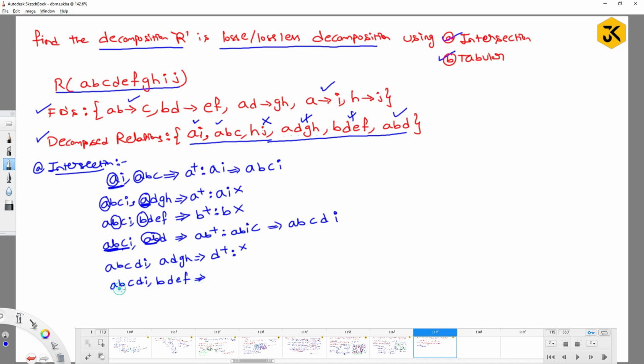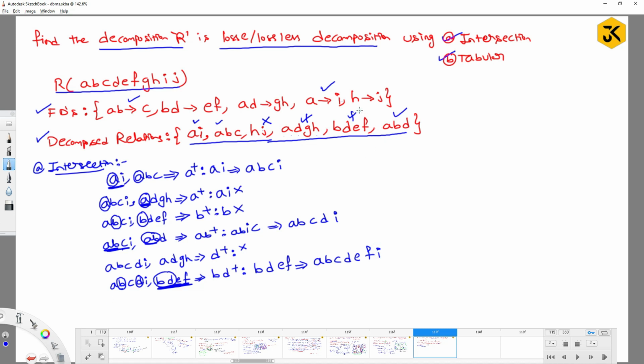Now the common column is a collection of two attributes, BD. What is BD closure? BD closure is BD and EF. So this is the existing relation we got, right? So when you got the relation, I can say that BD is a candidate key. So I can simply combine A, B, C, D, E, F and I.